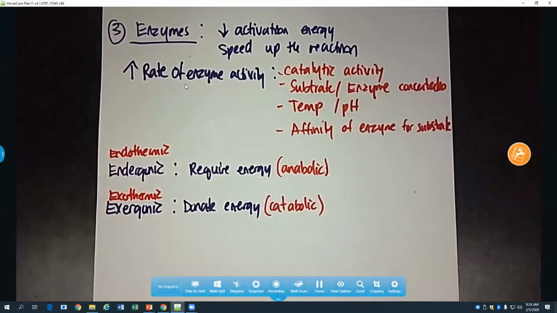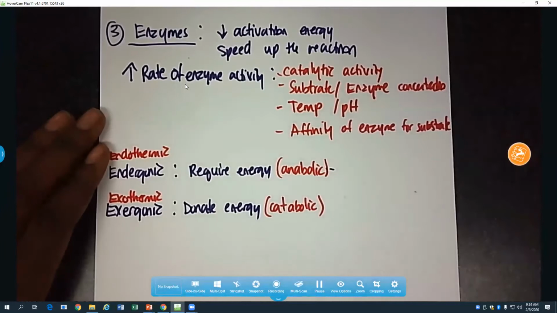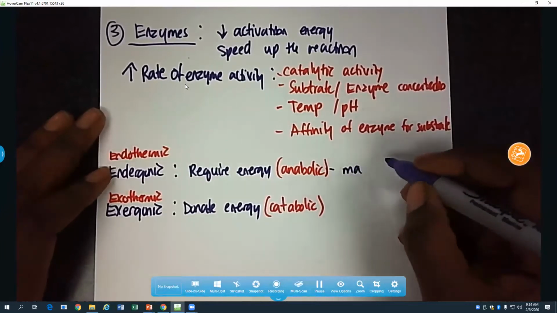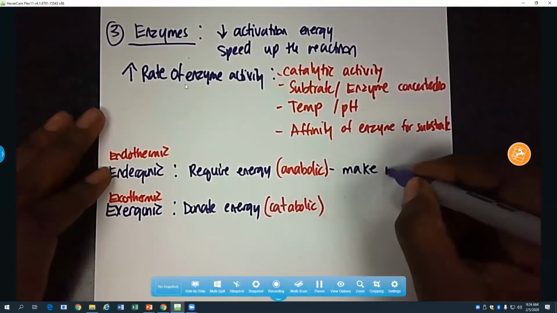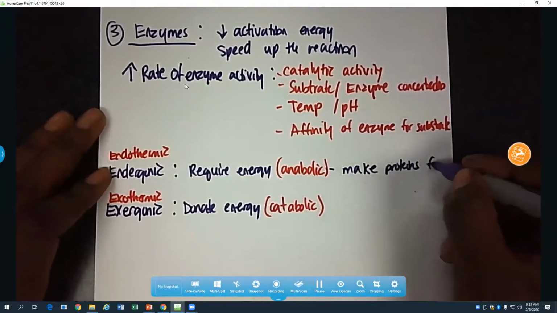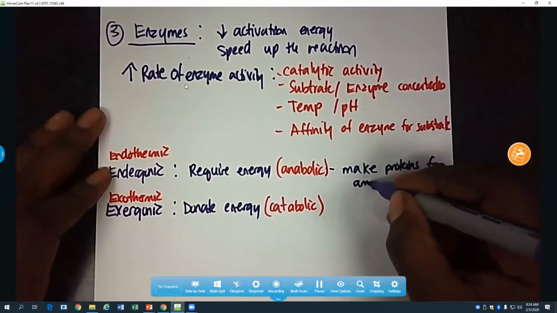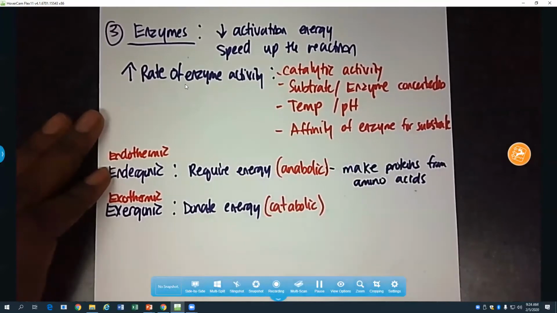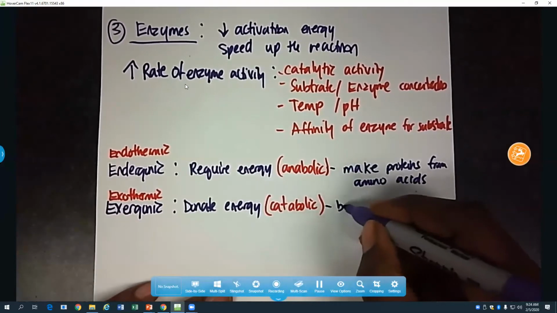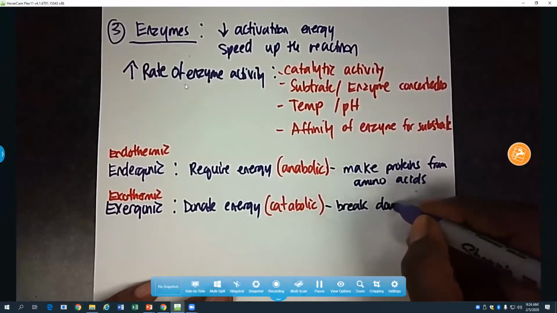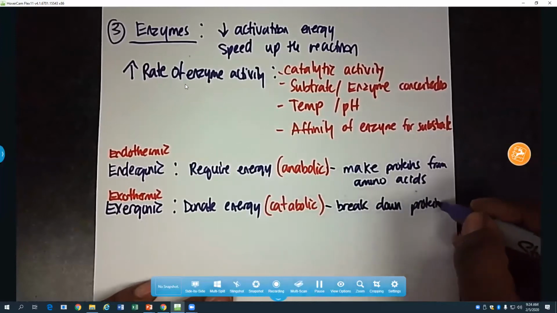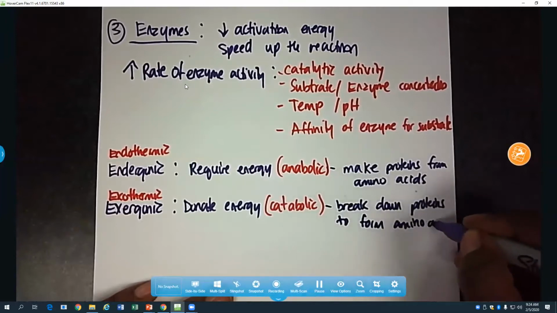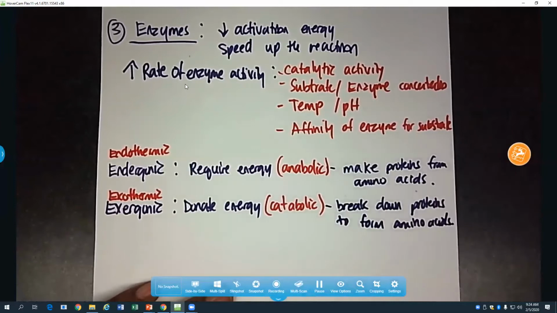And just to put some examples here, we said that building up amino acids to make proteins was an example of an anabolic reaction or an endergonic reaction. So if you make proteins from amino acids. And then an example of exothermic, exergonic, or catabolic would be to break down proteins to form amino acids. Okay, so make sure you understand the difference between these two and examples.